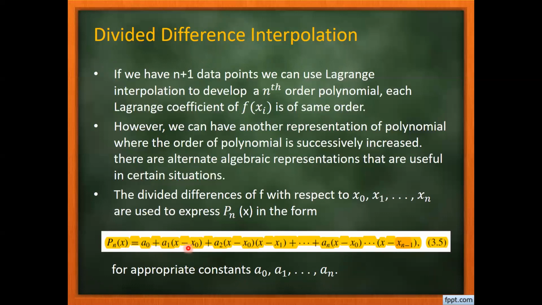Now, as we know the value of x0, we have the value of x1, and we know the value of the last nodes xn minus 1 and xn. So the only thing left to calculate is the value of a0, a1, a2, and an. So we need to determine these unknown coefficients, and then we can substitute them back into 3.5 to develop the polynomial Pn of x.